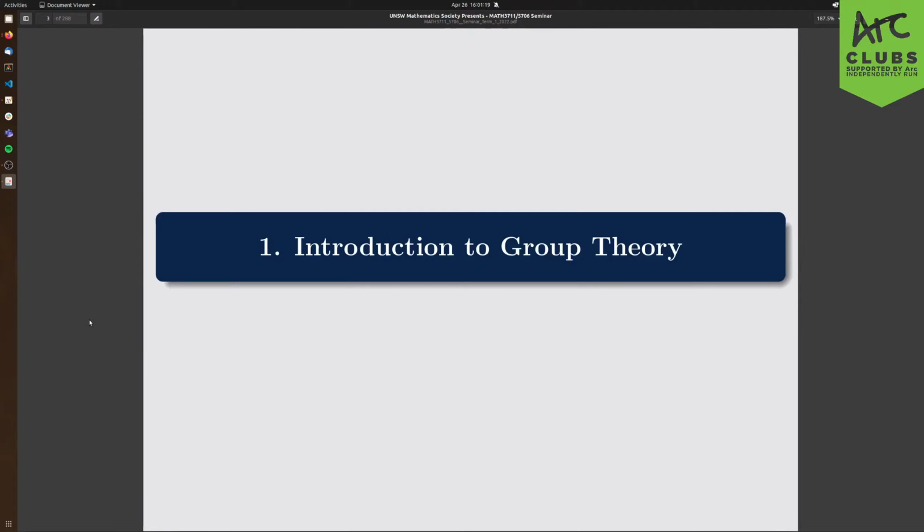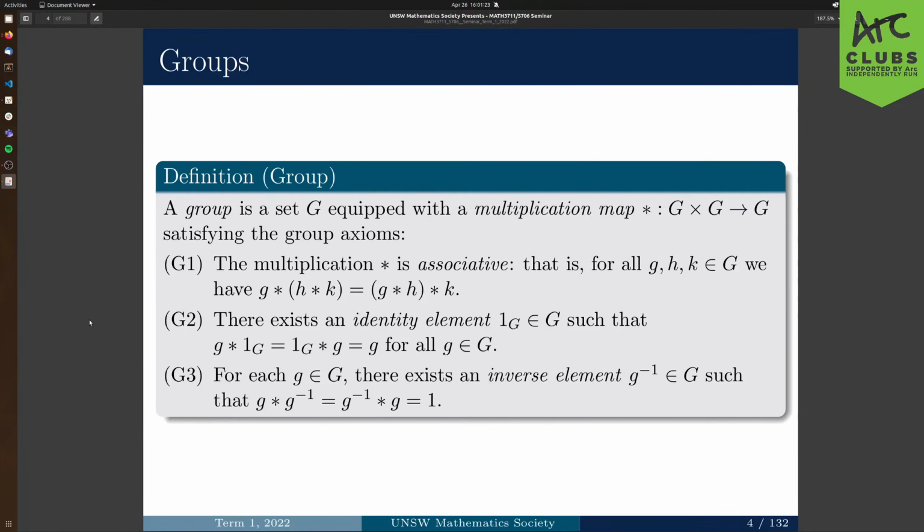So I won't go too much into detail with this, but in case you've forgotten the axioms of a group, a group is just a set G with some multiplication map such that it's associative, you have an identity element, and each element has an inverse. So it's a nice set with a multiplication map with these three properties.